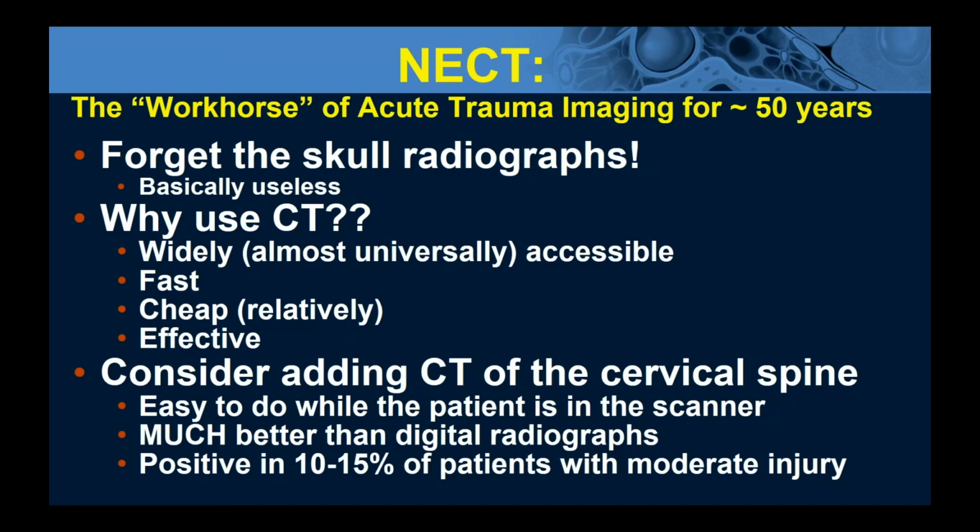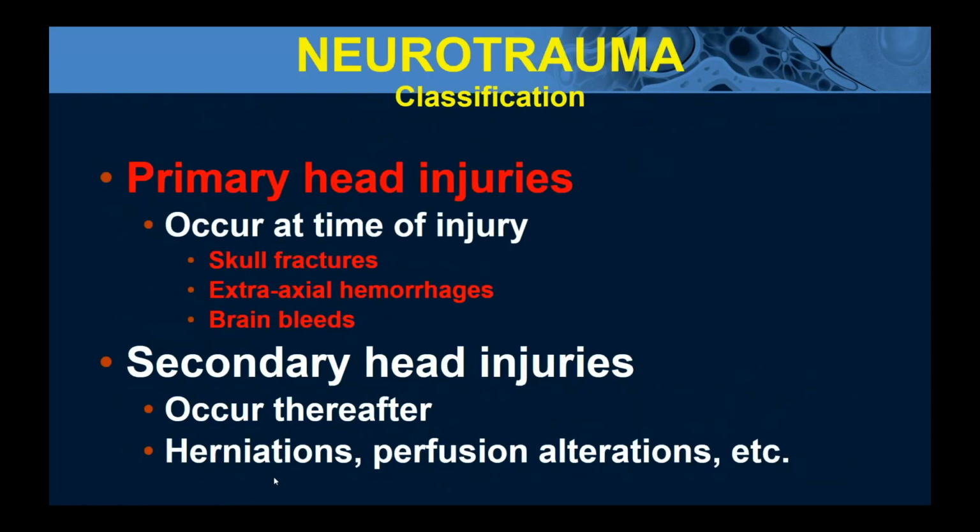One thing you should consider, if you have a patient in the ER whose injury is enough that you're thinking about getting a brain scan, think about getting a cervical spine scan at the same time. It's really easy to do with modern imaging technology. We can get both of them in just a couple of minutes. It's much better than digital radiographs. And it's positive in about 10 to 15% of the patients who have at least moderate head injuries.